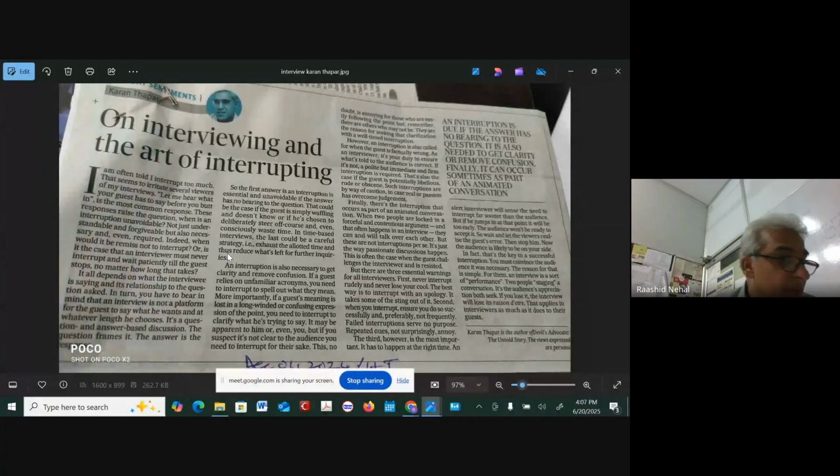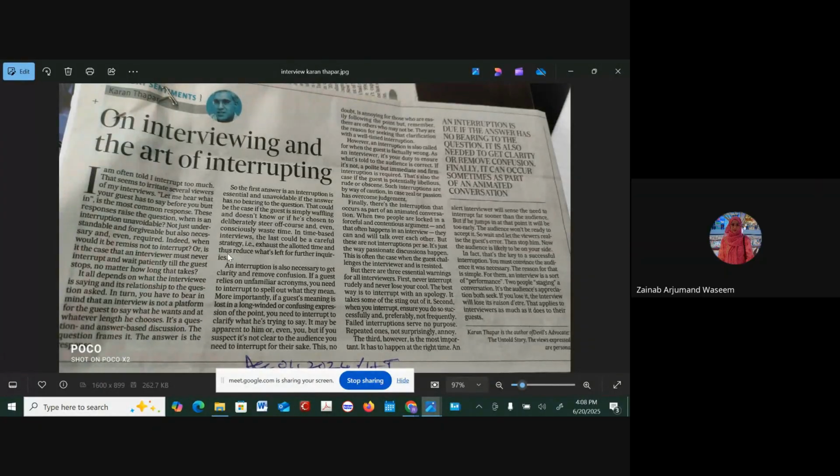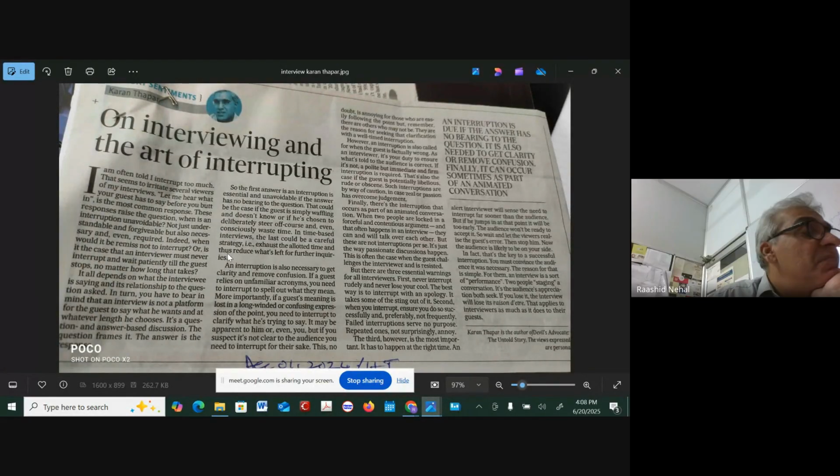On the fourth paragraph. So is it not a kind of communication when an interviewer is interviewing someone, right? It makes it a two-way type of communication. So interruption is also necessary to get clarity and it removes confusion, and more importantly, if a guest's meaning is lost in long-winded or confusing expression, you need to interrupt to clarify. So clarification is also needed, and also needed when the guest is factually wrong, is giving wrong information, and the interviewer must tell the audience that this is the correct one. That's why interruption is important.